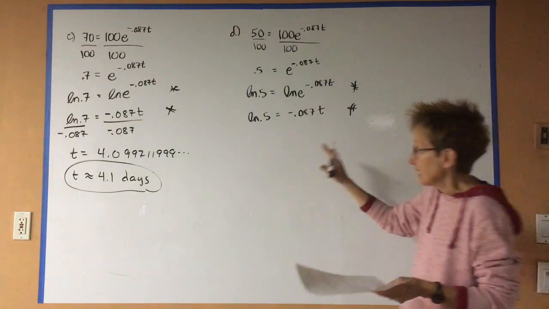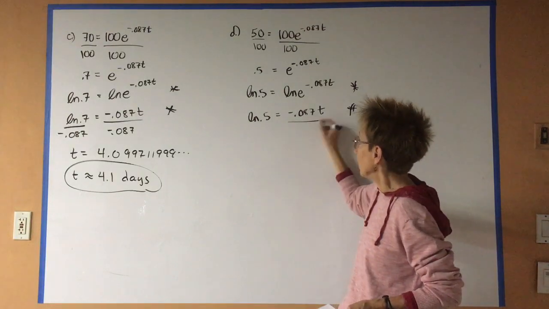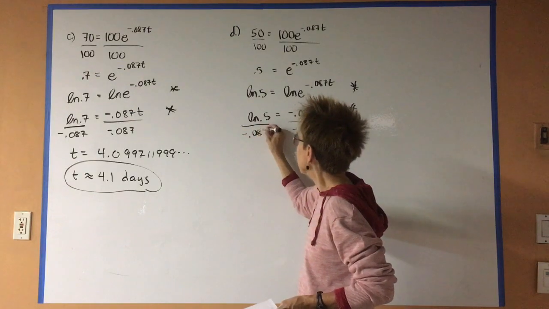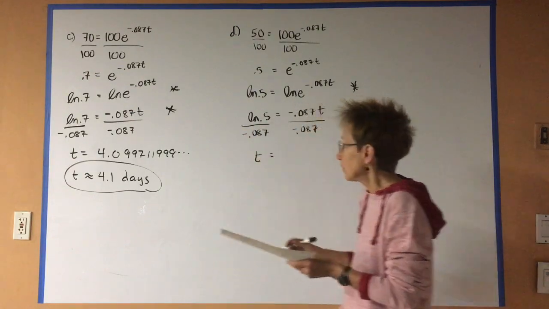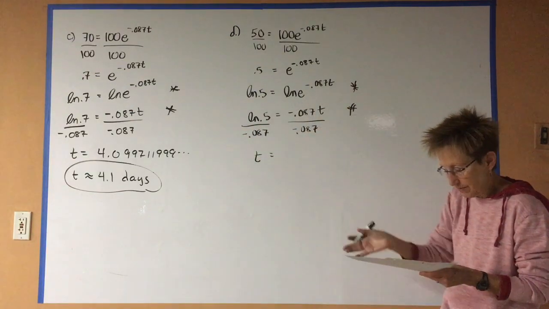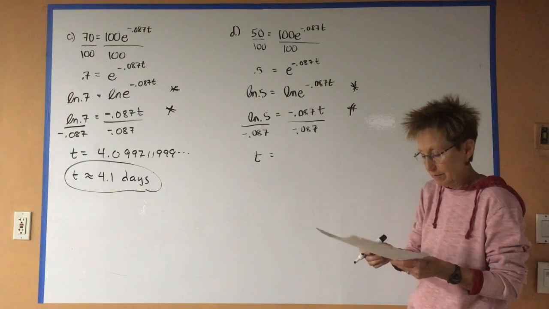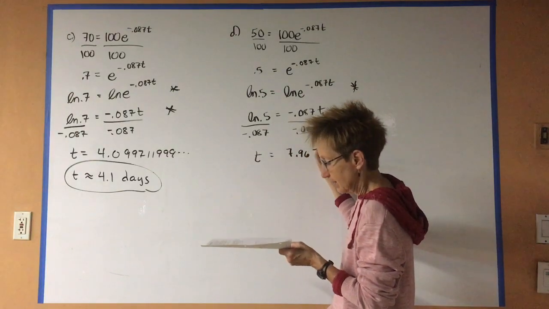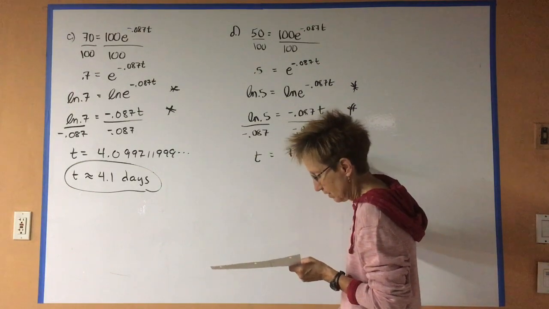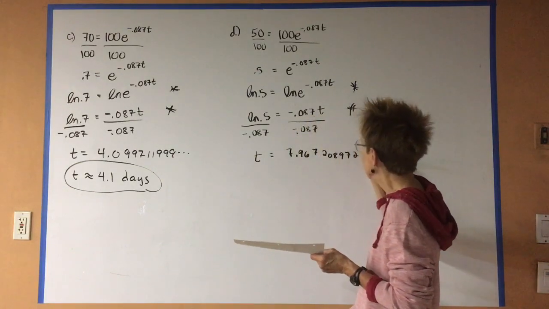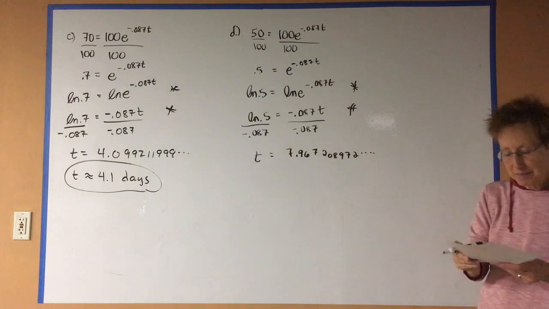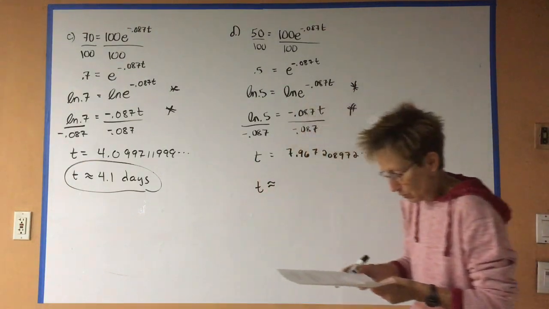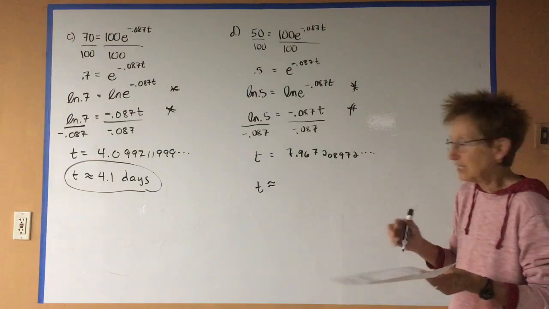And now it is linear, so I'm going to divide both sides by negative 0.087. So t is equal to, I take that ln of 0.5 and I divide it by negative 0.087 in my calculator, and my calculator spits out 7.967208972, blah, blah, blah. I can't see anymore on my screen. So let's round this one to 2 decimal places, so to the hundredths place.